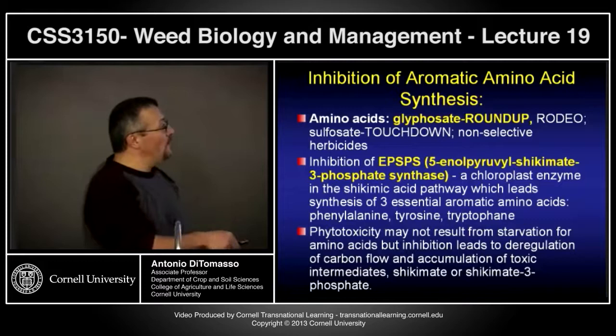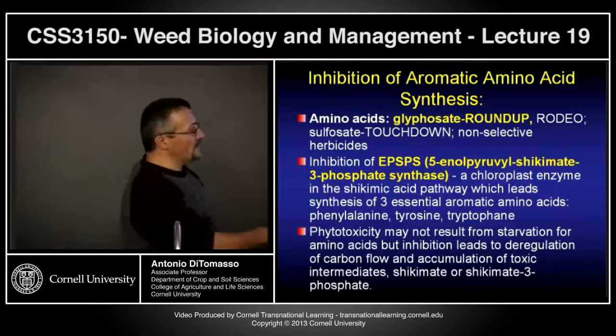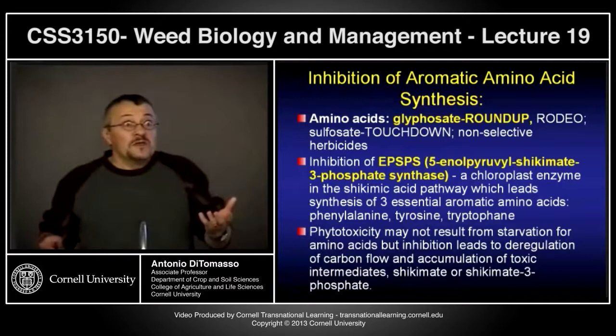accumulate toxic intermediates that normally would have been broken down if the enzyme was working, but now that you've blocked the enzyme, these things accumulate. And the ones that they're looking at are shikimate and shikimate-3-phosphate. And I'll show you a pathway just to show you. Okay? So that's where the jury's out.